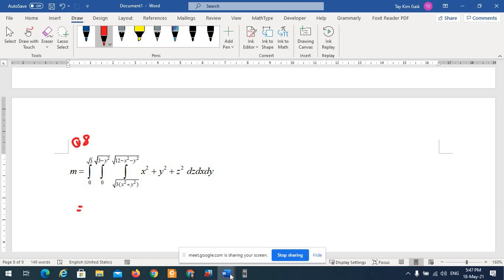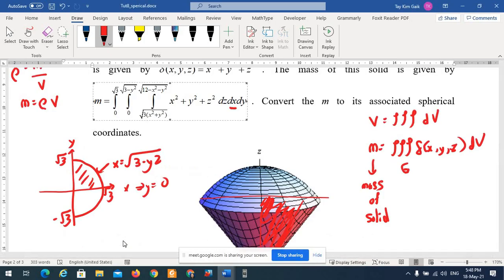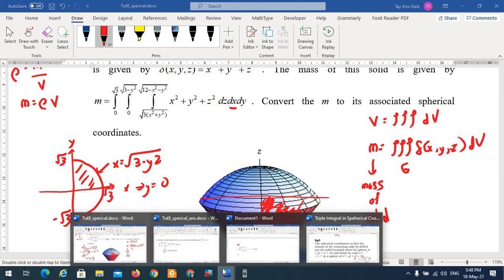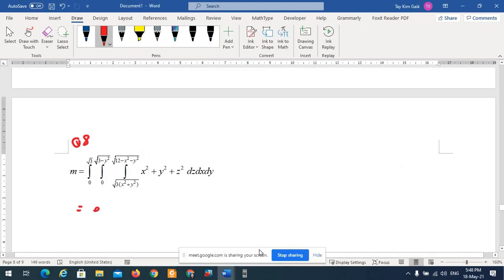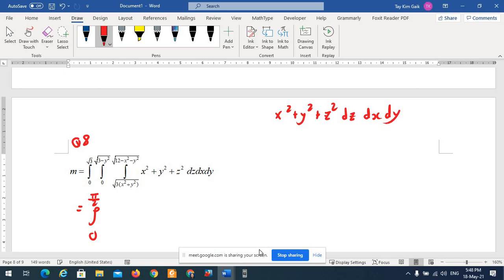Just now, from the limits of x and y, the projection is on the first quadrant. That's why theta is 0 to pi over 2. To get phi, for x squared plus y squared plus z squared dz dx dy: x squared plus y squared plus z squared is rho squared, and dz dx dy is rho squared sin phi d rho d phi d theta. So total is rho to the power 4 sin phi d rho d phi d theta.